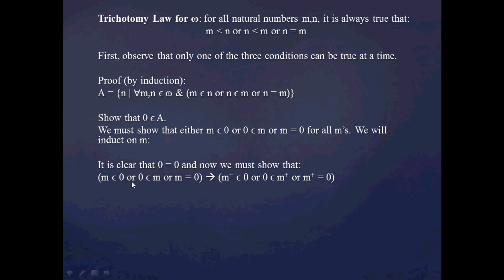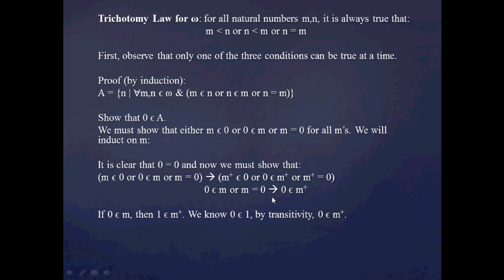Now, the way this OR operator works, you can always get rid of the false statements here. For example, this statement here, m is equal to 0, is a false statement when you consider it with this statement. And here we have another false statement, that m plus is 0, because 0 is the empty set, it doesn't contain anything. So this statement really boils down to: 0 is in m, or m is 0, implies that 0 is in m plus. So this is really the statement that we have to show.